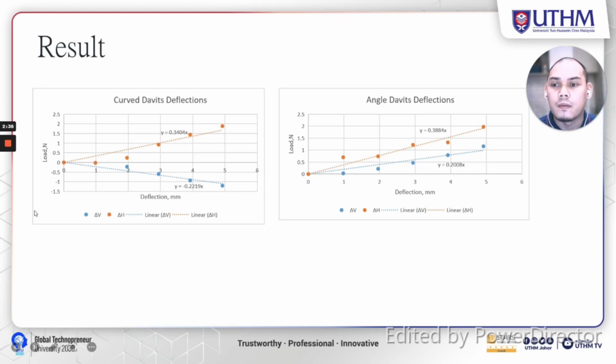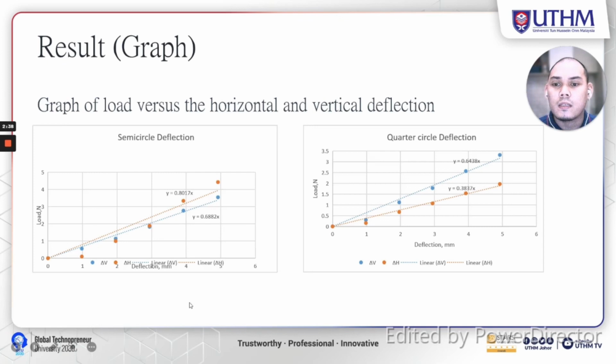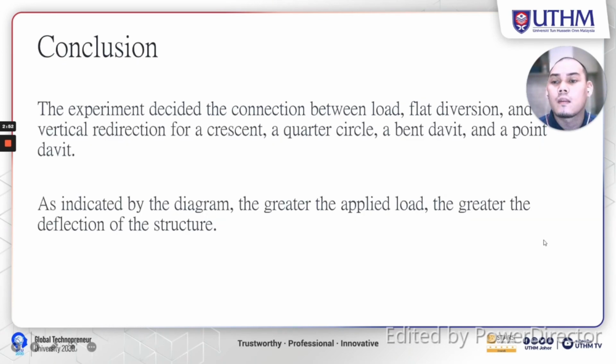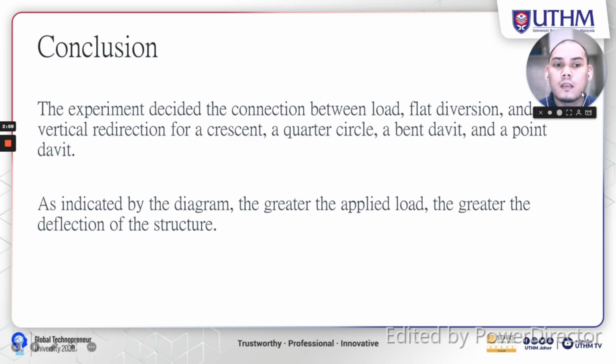As we can see from the graph, as the load increases, the deflection also increases. Therefore, these two variables are directly proportional with each other. The conclusion for our experiment is, the experiment decided the connection between load, horizontal deflections, and vertical deflections for a crescent, a quarter circle, a bend David, and a point David. As indicated by the diagram, the greater the applied load, the greater the deflection of the structure. That's all from me. Thank you.